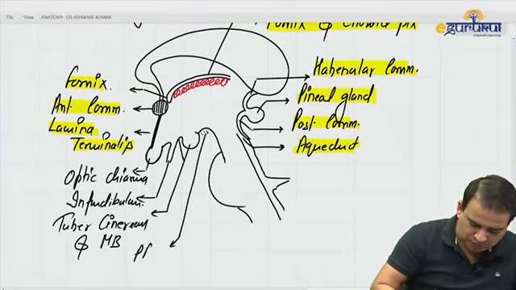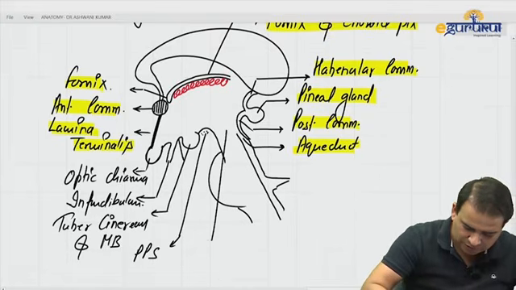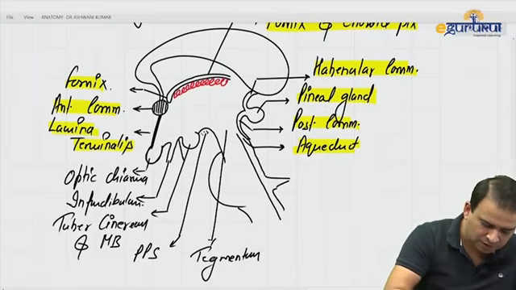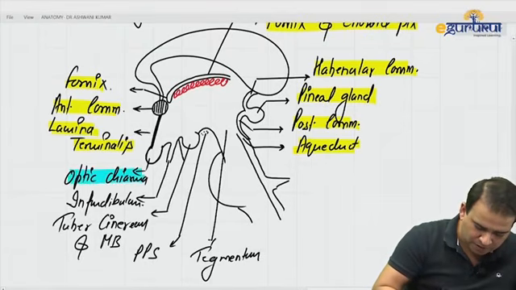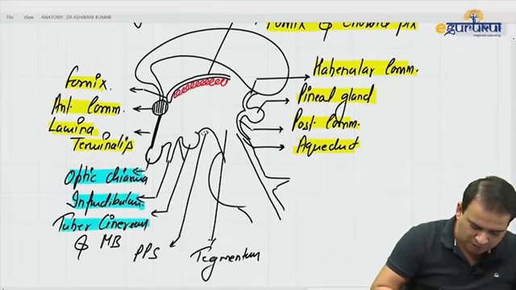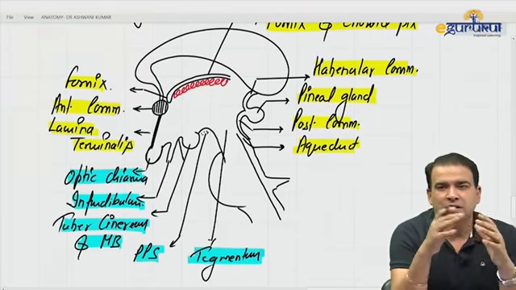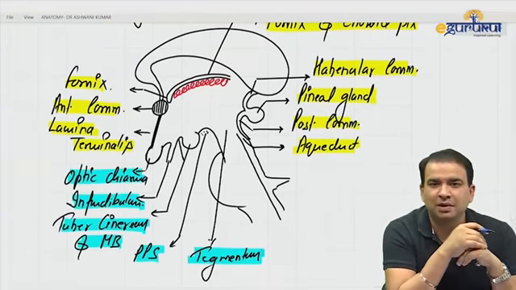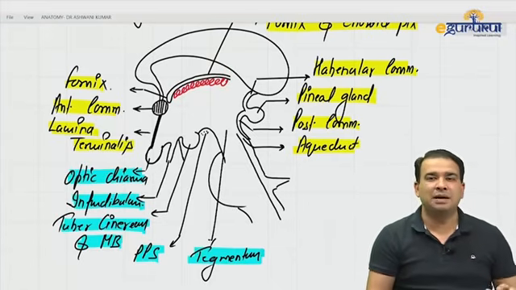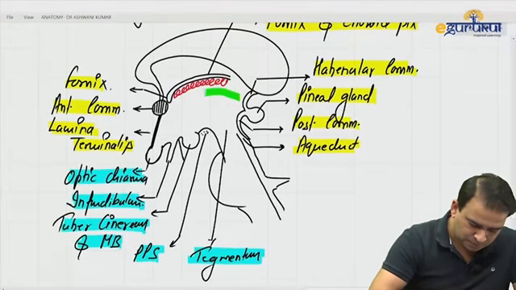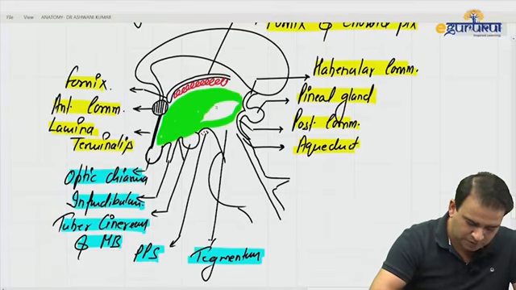We have the posterior perforating substance, and this obviously here is the tegmentum of the midbrain. We're just using a different color to highlight the floor. The floor, very, very important floor. The structures which were related to the interpeduncular fossa, except the third nerve: optic chiasma, infundibulum, tuber cinereum, mammillary body, posterior perforating substance, and tegmentum. So this here is the third ventricle.